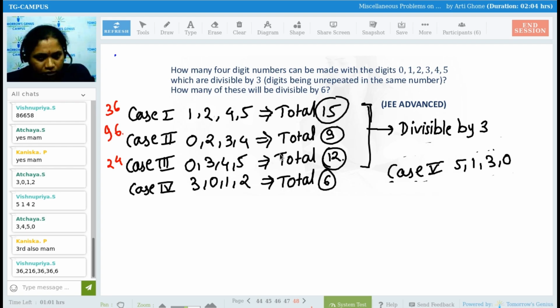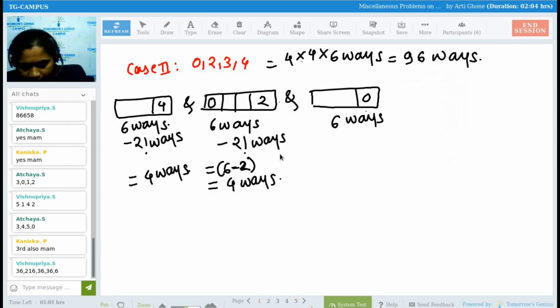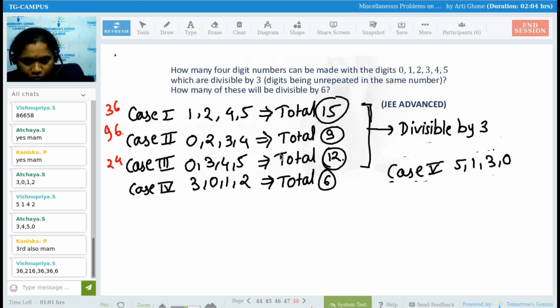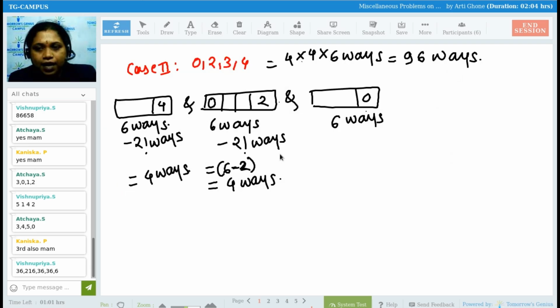Yes or no? 0 at last place and 4 at last place. So I am just holding these two cases. 0 at last place, 4 at last place. So these are the only availability for case 3. Now case 4, 0 at last place, 2 at last place. Doesn't matter, it's only 24. Clear? And case 5 is only 0 at last place.